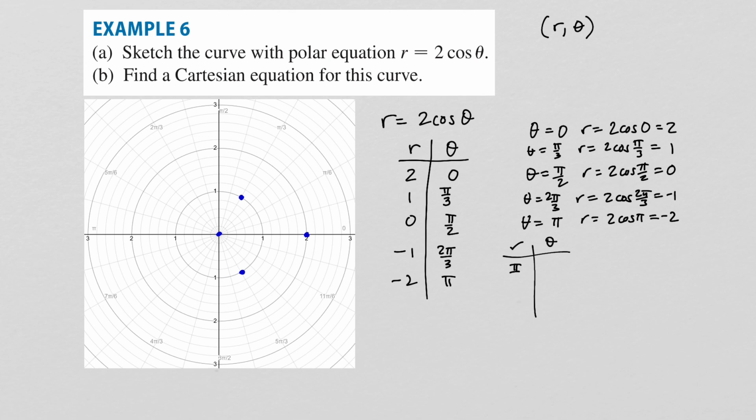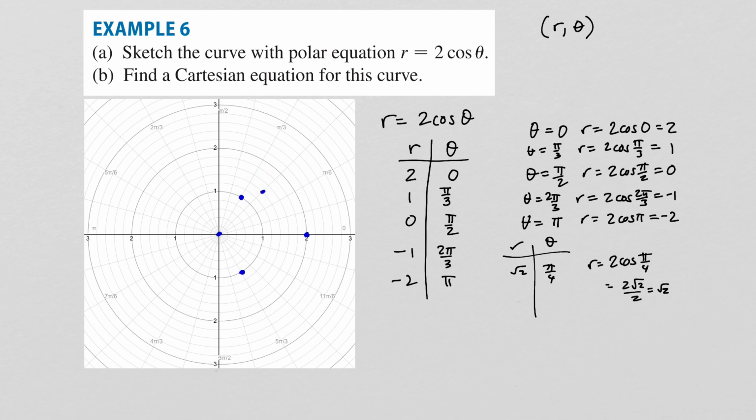What if we plug in pi over 4? r is going to be 2 times the cosine of pi over 4, and this will be 2 times the square root of 2 over 2, which is the square root of 2. Oops, and I have that backwards here. This is pi over 4, and this is square root of 2. So at pi over 4, which is this angle right here, r is radical 2, which is 1.4, and 1.4 is right about there. So let's put that point down.